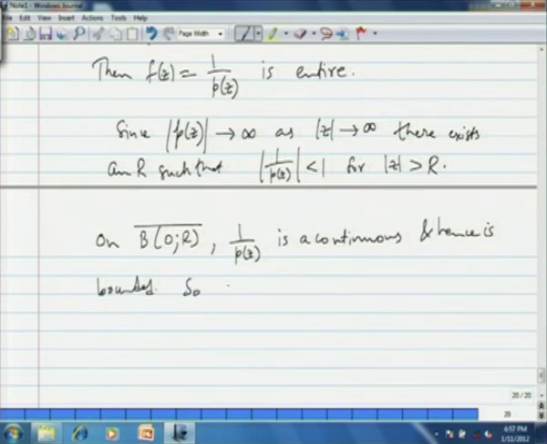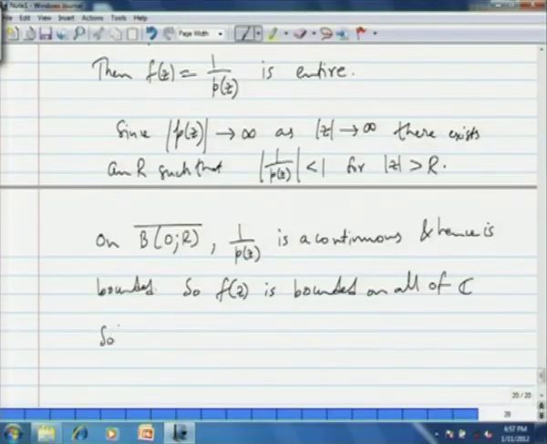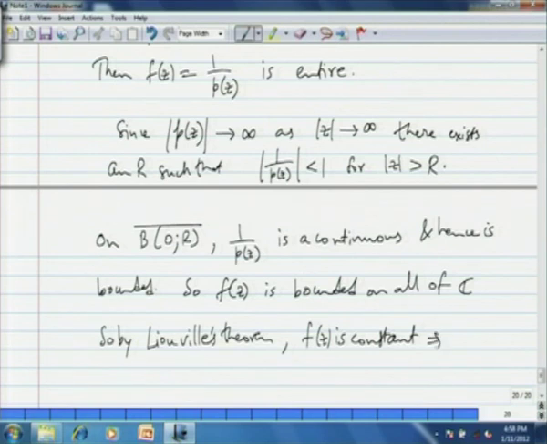Okay, and so 1 by p of z, your f of z equals 1 by p of z, is bounded on all of C. It is bounded by some number capital M in B 0 R bar, and it is bounded by 1 outside of B 0 R bar. Okay. So, the maximum of M and 1 will be the bound for f of z on all of C. So, f of z is bounded. By Liouville's theorem, we get that f of z is constant. Okay. f of z is 1 by p of z, which implies p of z is a constant function. But by assumption, p of z was a non-constant polynomial. Okay, so that's a contradiction.